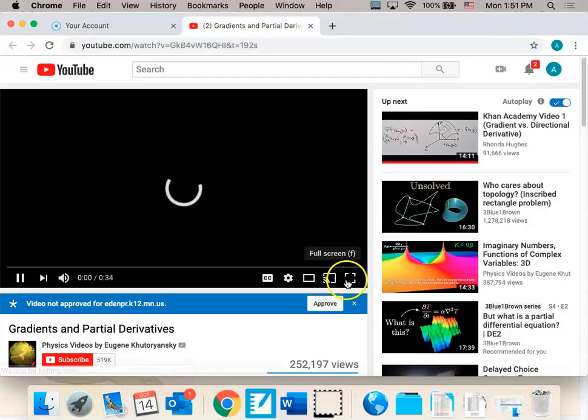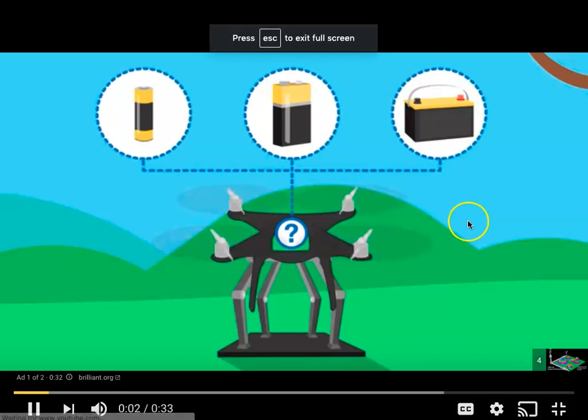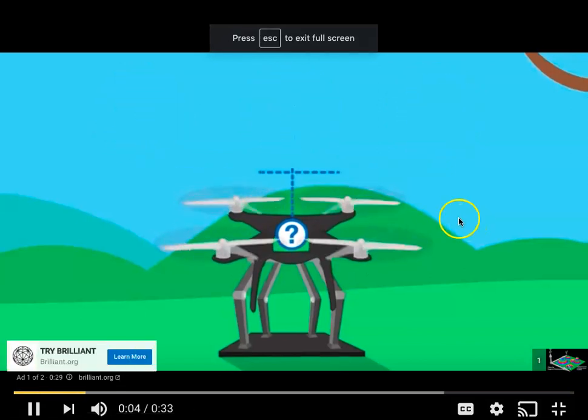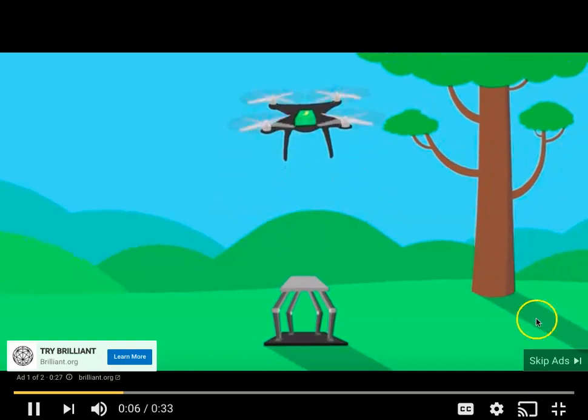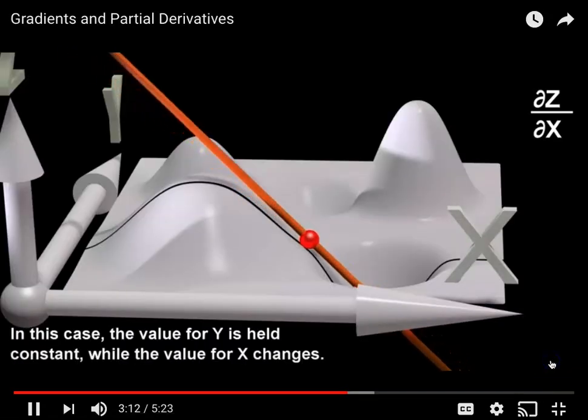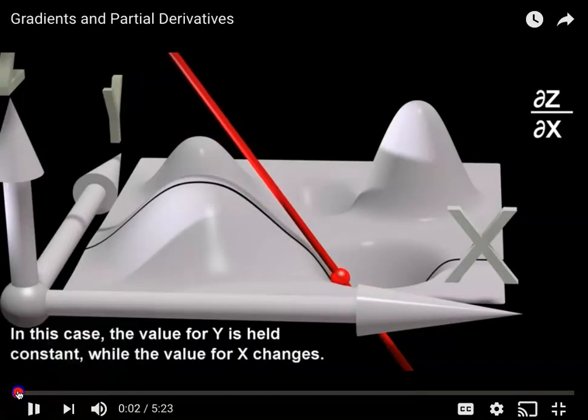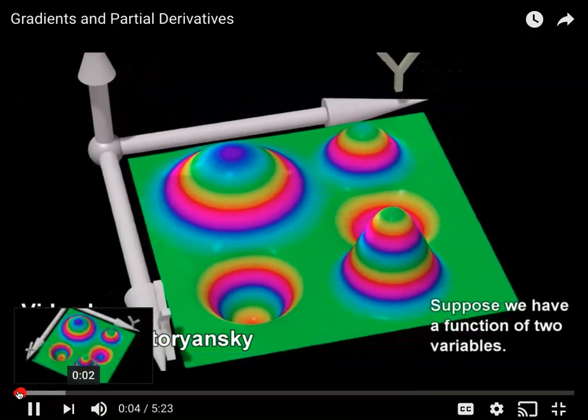Okay. How big should a ground battery be? Okay. This is not the video. This is an ad. I saw a drawing, got excited. Okay, wait. Let's go back to the beginning here.